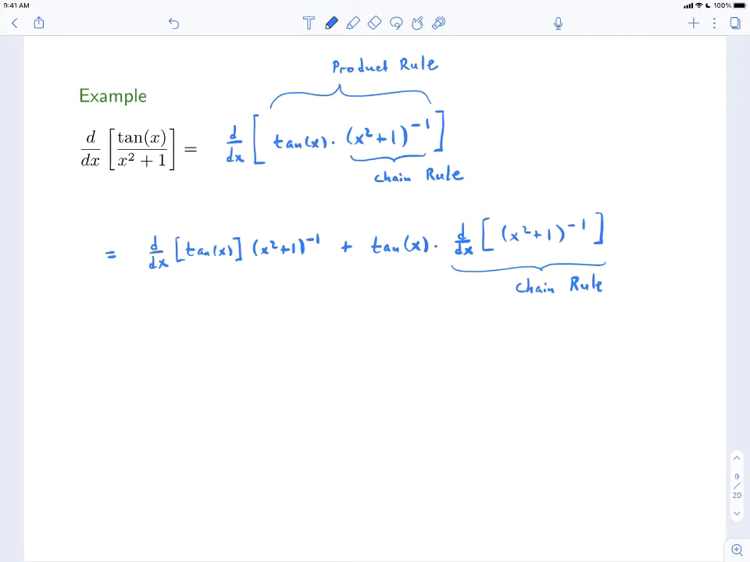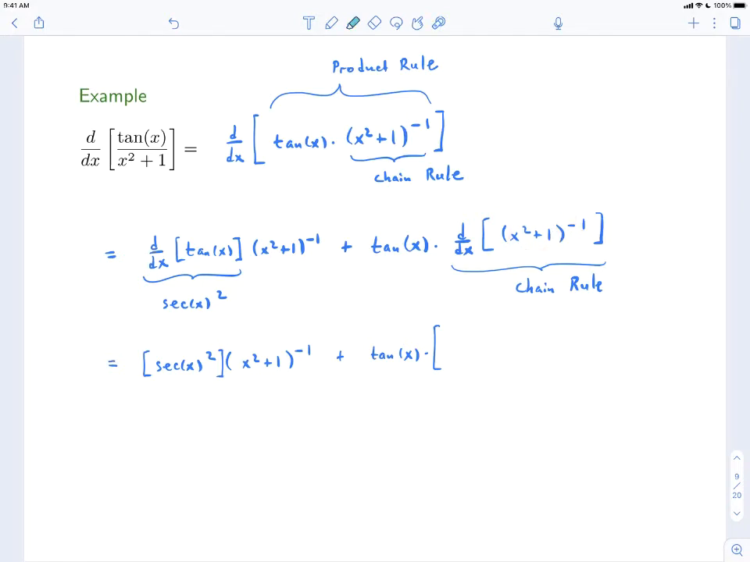So let's go back to the start here. We still have to compute that derivative, but we know the derivative of tangent. It's secant x quantity squared. So what do we have? We have secant of x quantity squared times x squared plus 1 raised to the negative 1. Maybe let's just put brackets around this just to keep it all together. Plus tangent of x times, and now we need to use the chain rule to compute the derivative of x squared plus 1 raised to the negative 1.